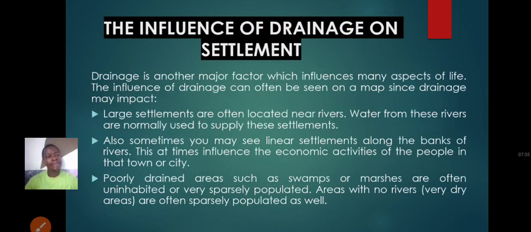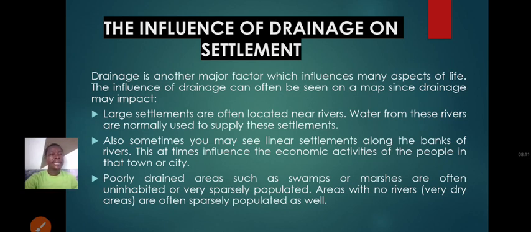Now, drainage also has some influence on settlement. It is another major factor which influences many aspects of life. The influence of drainage can often be seen on a map, since settlements are often located near rivers. In the olden days, people used to settle along the banks of a river so that they could get water for farming and domestic use and other things.